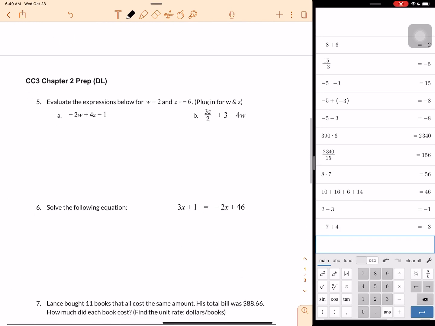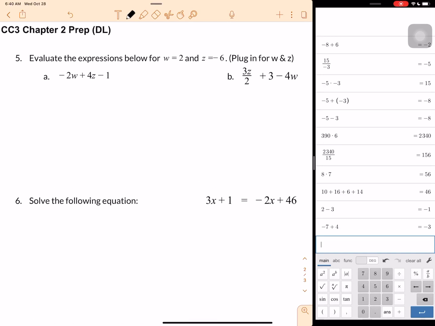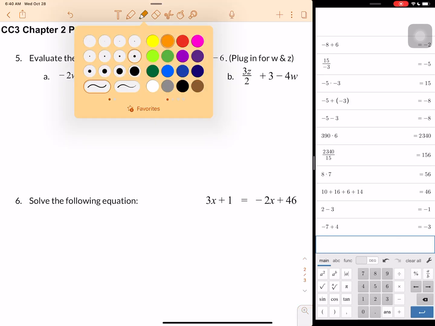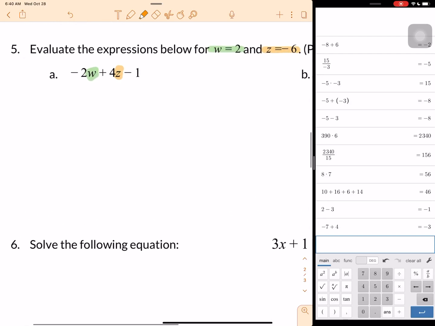Okay, so now this one says, evaluate the expressions below for w equals 2 and z equals negative 7. So basically you plug in for w and z. Okay, so I'm going to go ahead and give these color. W I'm going to make green, and z I'm going to make orange. So what I would do first is color code. So the w will be the green, and I'm going to put it in this one as well. And then the z is going to be the orange, so that's where I'll be plugging that in there. Okay, so I'm going to zoom in real carefully on this one here, real close.